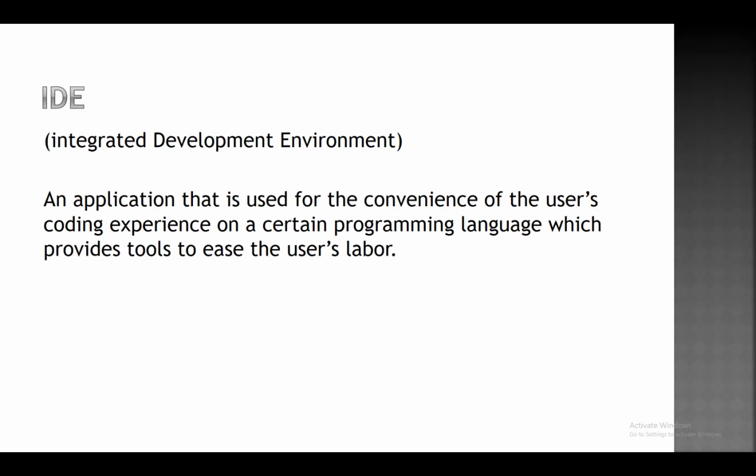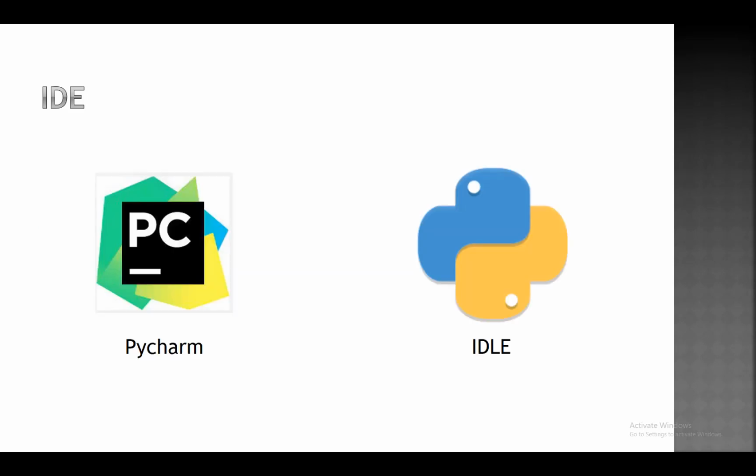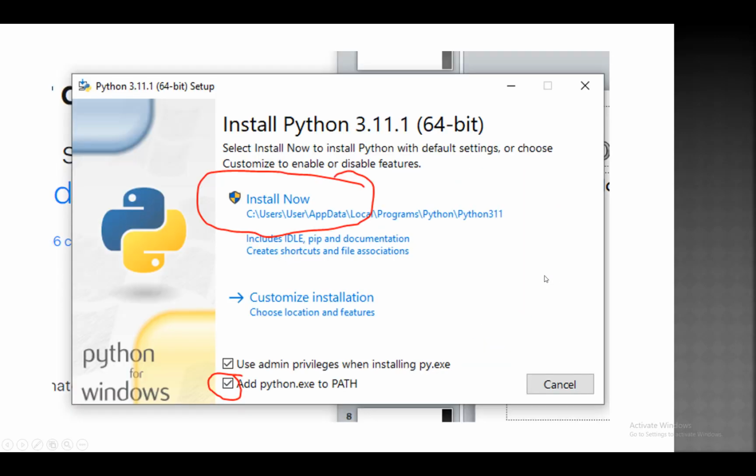Okay, so what is IDE? It's an integrated development environment, an application that is used for the convenience of the user's coding experience on a certain programming language, which provides tools to ease the user's labor. So that's why every time we code, we have to install an IDE. It's a text editor or a software application that allows the programmer to create their code. Okay, next. We have here PyCharm and IDLE. This one is the IDE and this one is the Python IDLE. So we will install. First is we have to install this one.